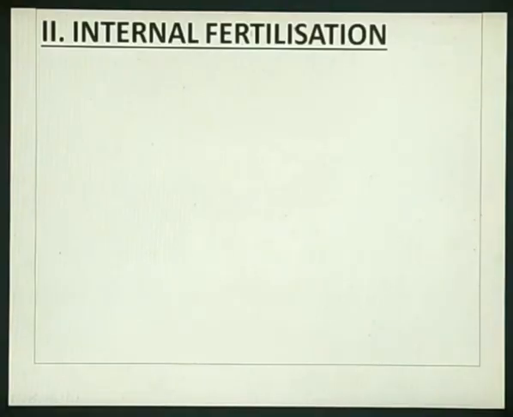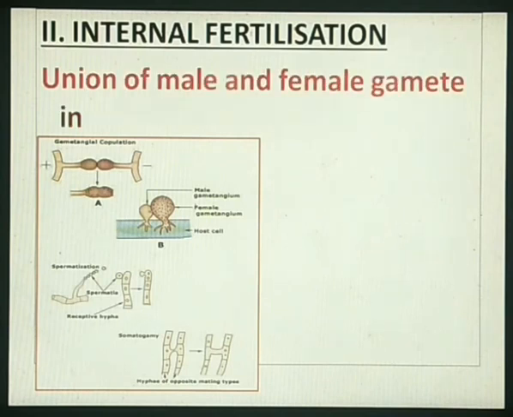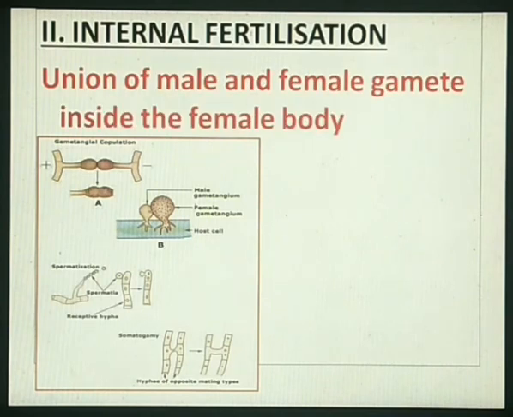Next is internal fertilization, wherein the union of male as well as female gamete will take place inside the female body. So it occurs in most of the terrestrial organisms such as fungi, wherein we see that there are homothallic as well as heterothallic species wherein the union will take place.